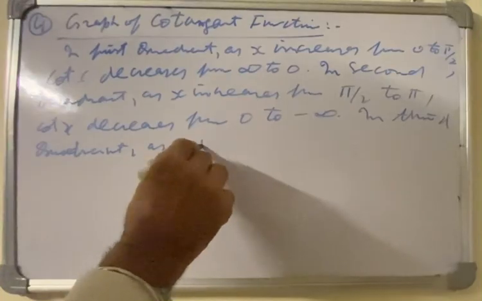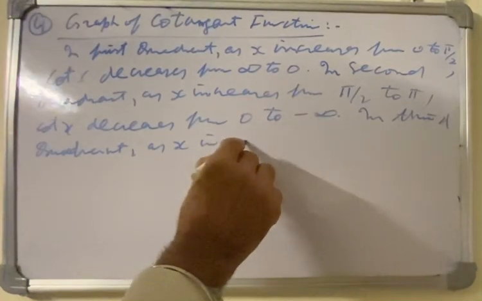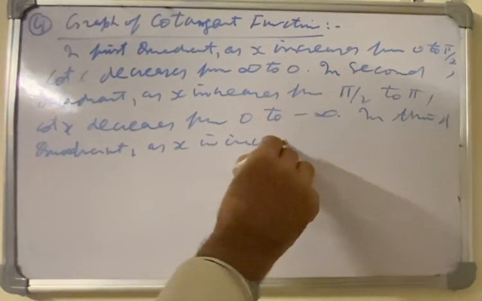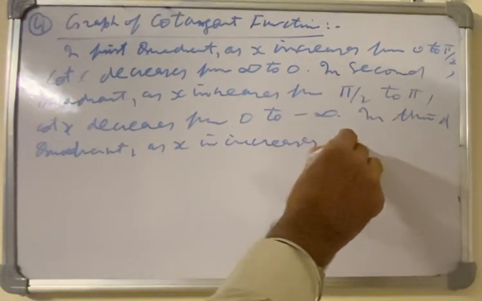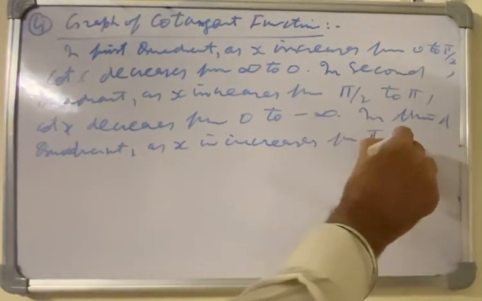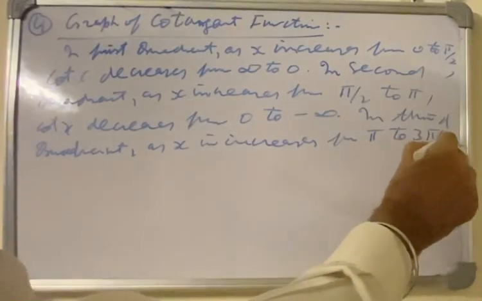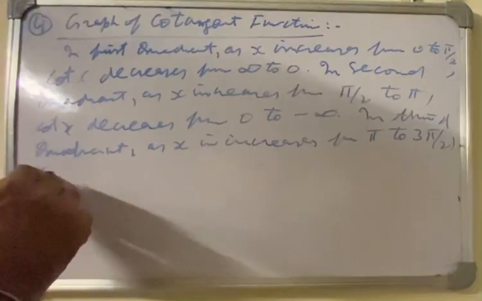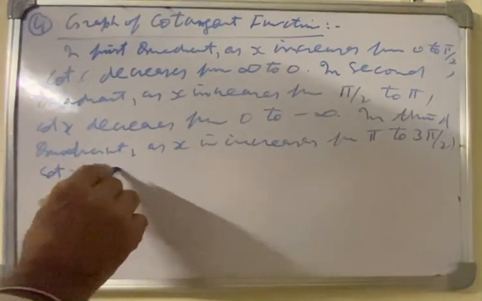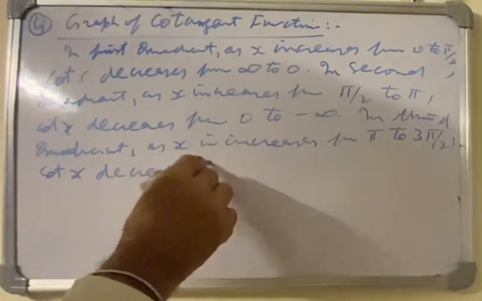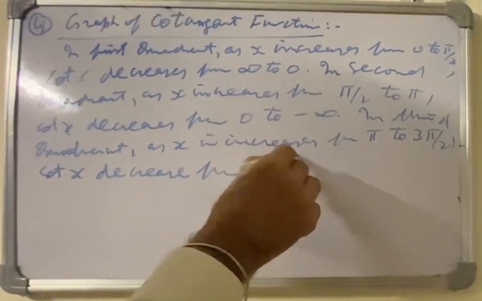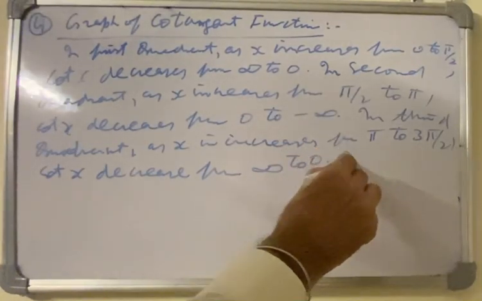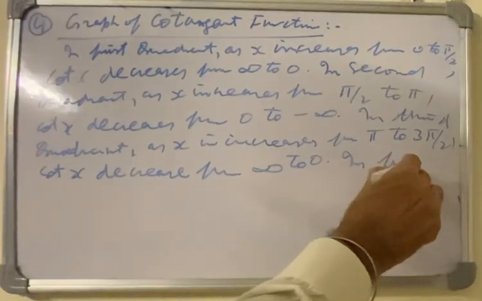In third quadrant, as x increases from pi to 3 pi by 2, then cot x decreases from infinity to 0.